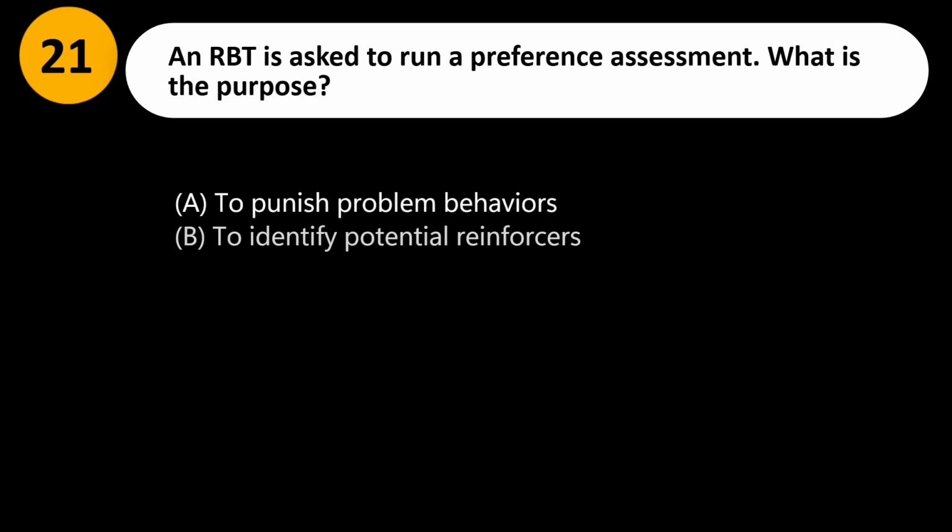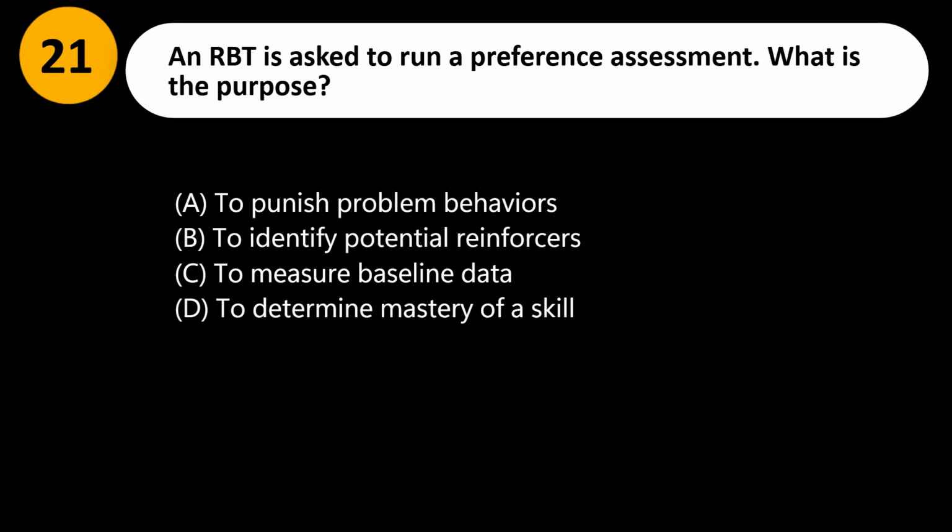An RBT is asked to run a preference assessment. What is the purpose? A. To punish problem behaviors. B. To identify potential reinforcers. C. To measure baseline data. D. To determine mastery of a skill.